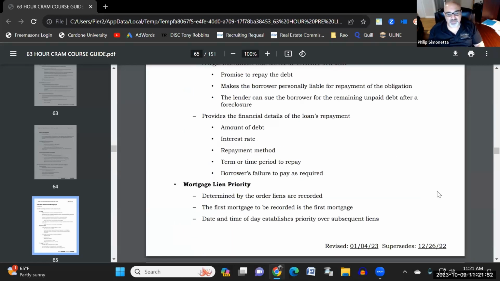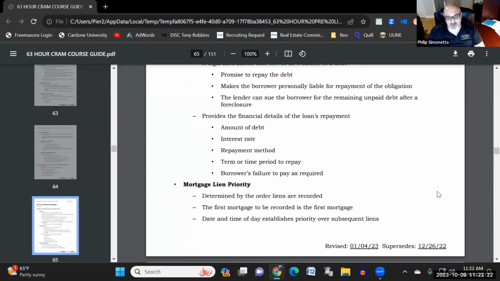So it provides financial details of a loan's repayment. You have to remember, the note is where it tells you how much you borrowed, what the interest rate is, what the repayment method is, the term of repayment, and what happens if you don't pay. So all your loan information is on the note, not the mortgage, right? Because that's public. The mortgage is a public document. The note is not. So you have to remember the amount of the loan, the interest rate, all those things, the payment terms is on the note, not the mortgage, okay?